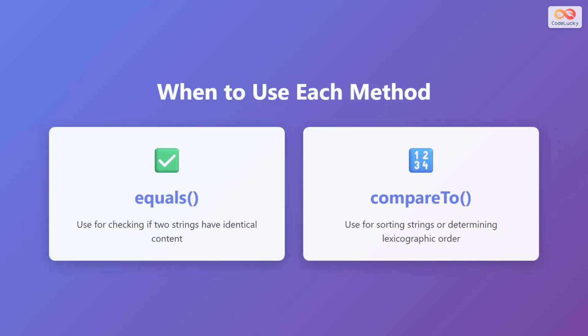So when should you use each method? Use the equals method when you simply need to check if two strings have identical content. This is perfect for validation, authentication, or any scenario where you need a true or false answer. Use the compareTo method when you need to determine the order of strings, such as when sorting a list of strings alphabetically, implementing search algorithms, or creating ordered collections. Understanding the right tool for each situation will make your code more efficient and maintainable.